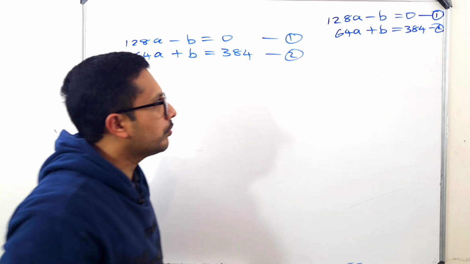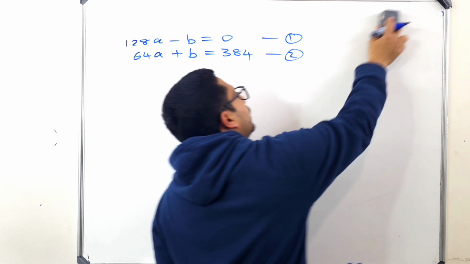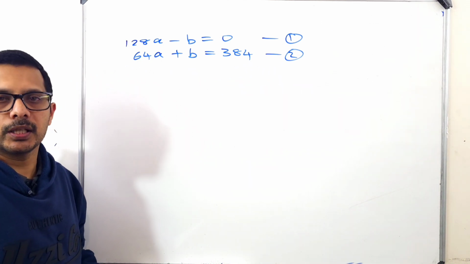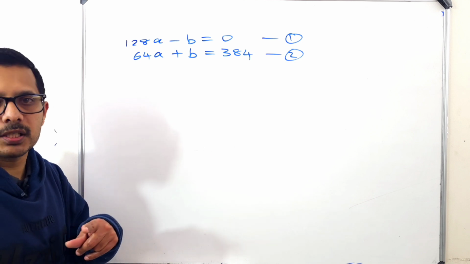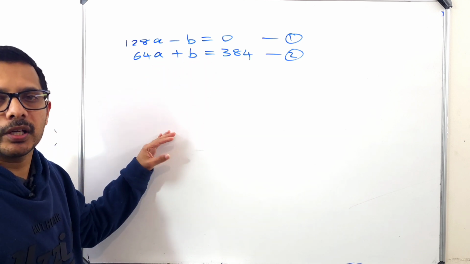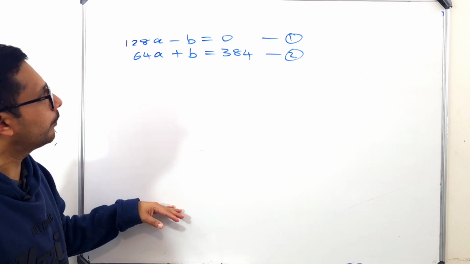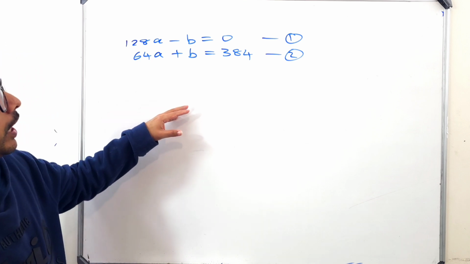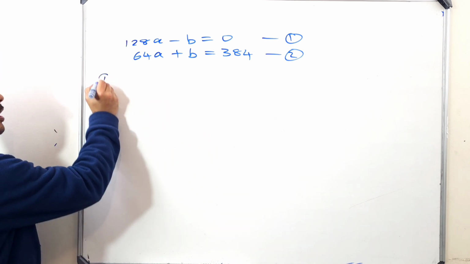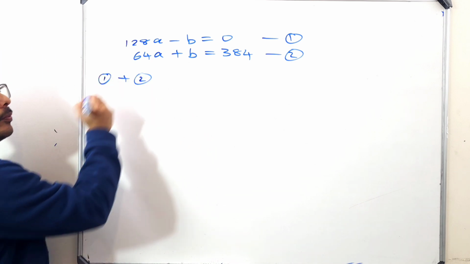Okay. So how can you find it easily? There is the substitution method and the elimination method. You are the one supposed to decide which one we can apply in this question, so that I can easily find the values of a and b. Okay. So here what I am going to do is add equation number 1 and equation number 2. Equation number 1 plus equation number 2.